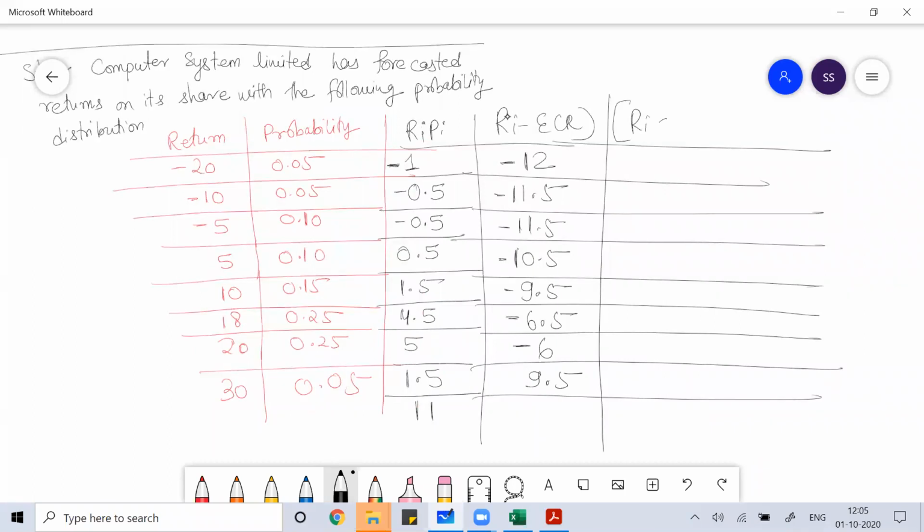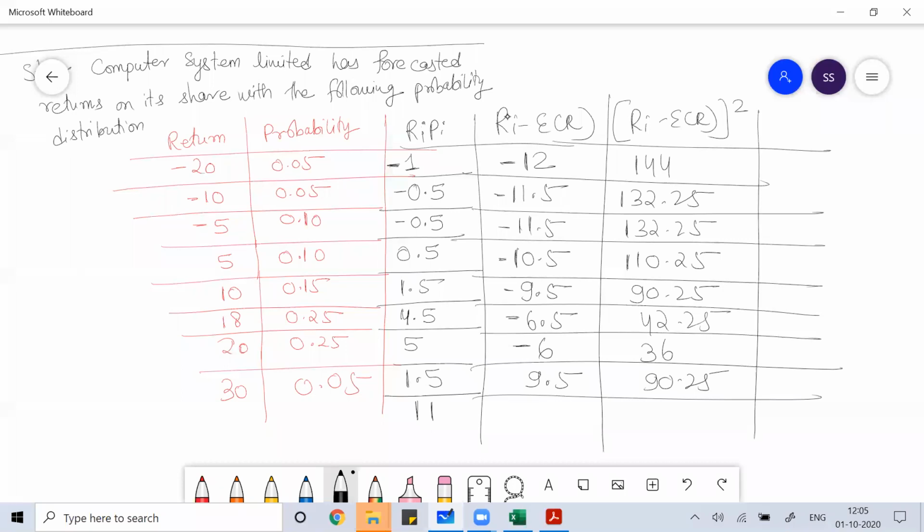Then take the square of this: 144, 11 square 132.25, then 10 square 110.25, 90.25, 6.5 square 42.25, 6 square 36, 9.5 square 90.25. Ranjita, anywhere mistake, let me know.